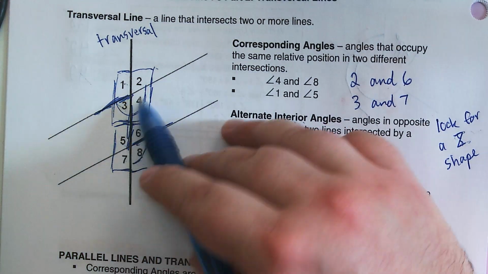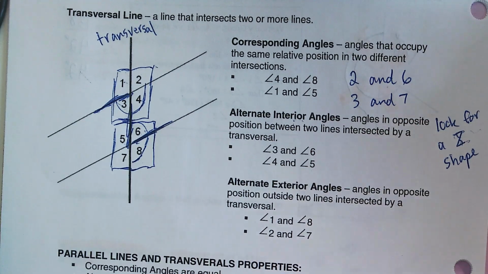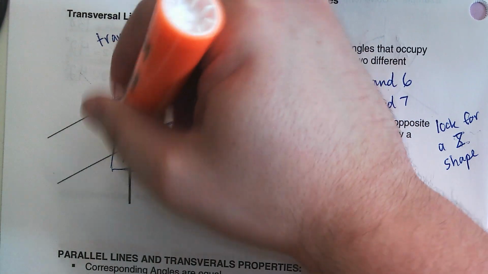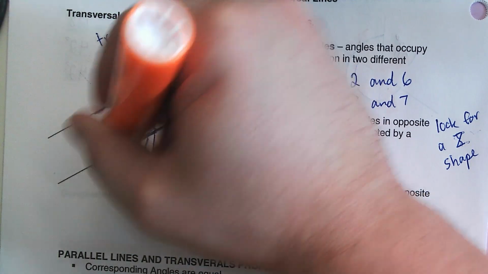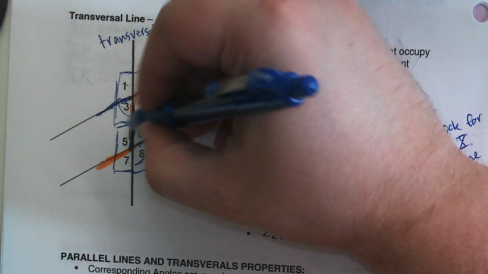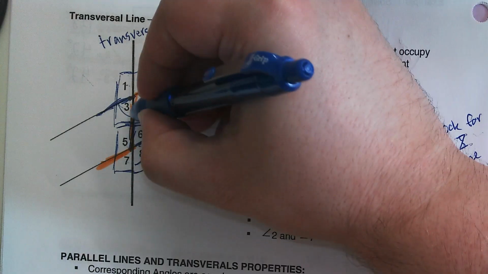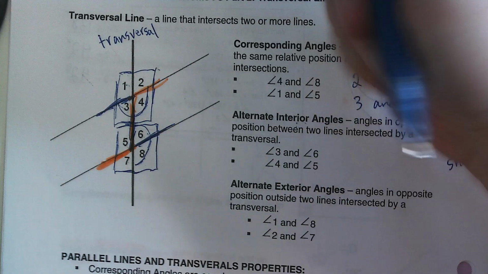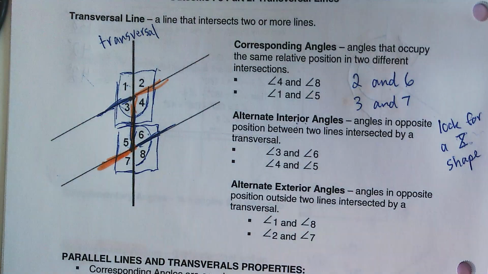Okay? Same with 4 and 5. If we draw a backwards Z shape, we've got angle 4 that is inside the Z shape here, and angle 5 is inside the Z shape here. Those two angles are also going to be equal.